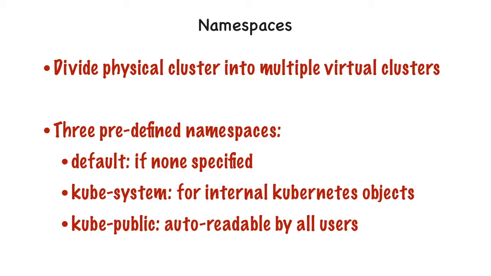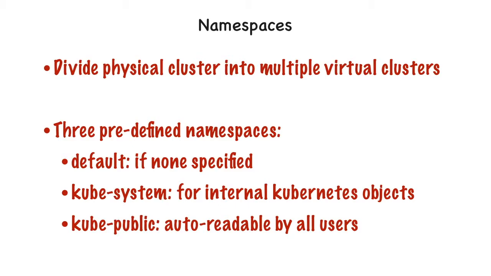And the third namespace is called kube public. This is a globally accessible and automatically readable namespace. All users, even those who are not authenticated, can make use of resources which are in the kube public namespace. This is mostly used for cluster usage, for resources that need to be made available throughout the cluster.